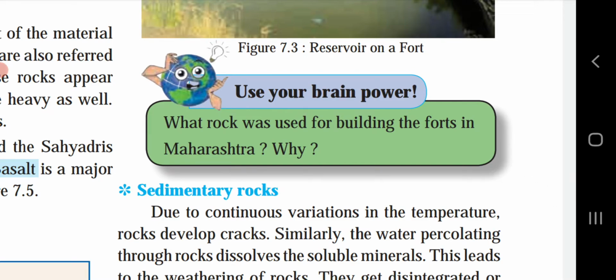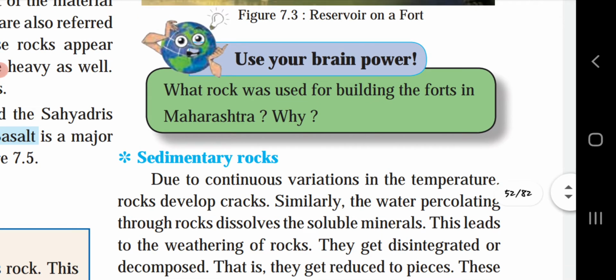Use your brain power. What rock was used for building the forts in Maharashtra? Why? So here basalt rock was used for building the forts in Maharashtra because they are strong and can be protected from the enemies and it lasts for a long duration. So basalt rock was used for building forts.